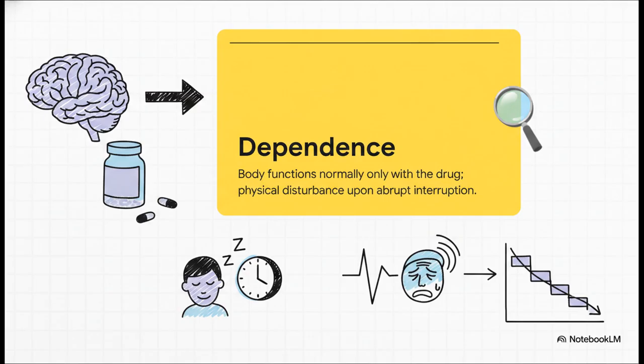Dependence is simply a state where your body functions normally only in the presence of a drug. A classic example straight from Professor Luongo's notes: benzodiazepines. Now, benzos lack a primary addictive aspect in this context, but when taken long-term to treat something like insomnia, the patient literally cannot fall asleep without them. Their body has grown to depend on it. If you abruptly interrupt the drug, boom, you get physical disturbances and withdrawal. And that is exactly why, clinically, we absolutely have to taper these medications instead of stopping them cold turkey.